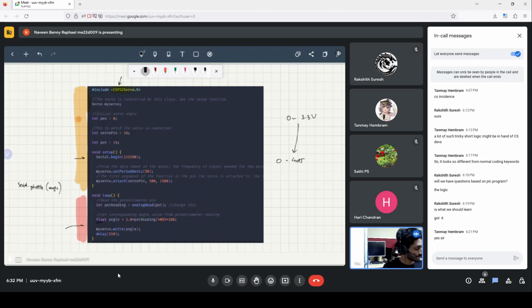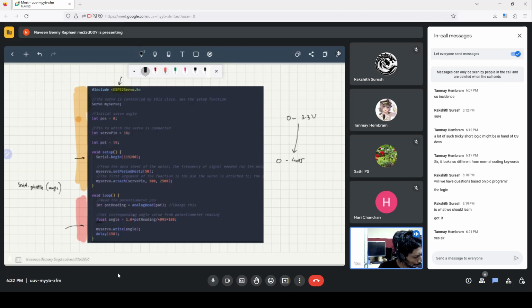So since I have this potentiometer reading, I can calculate the angle. The angle will be 1.0 multiplied by potential reading divided by 4095 into 180. The math, if you think about it a little bit, kind of makes sense.